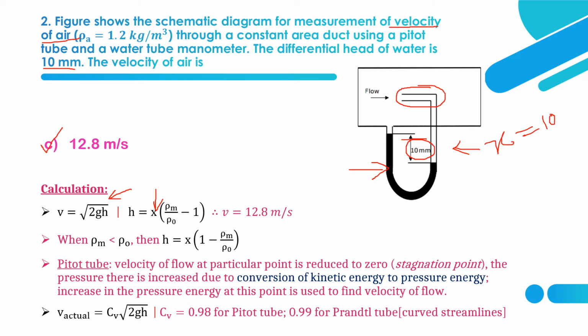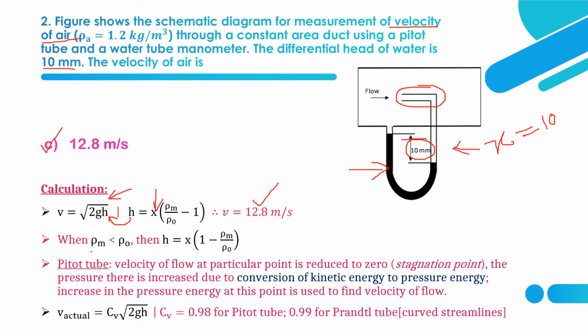So 10 mm into rho m divided by rho naught. What is rho m? Here the manometric fluid is water, so 1000 kg per meter cube, divided by rho naught. Here the flowing fluid is air, so 1.2, minus 1. That gives the answer as the H value, and we have to substitute that H in the velocity formula, so that we get the velocity of air as 12.8 meter per second.